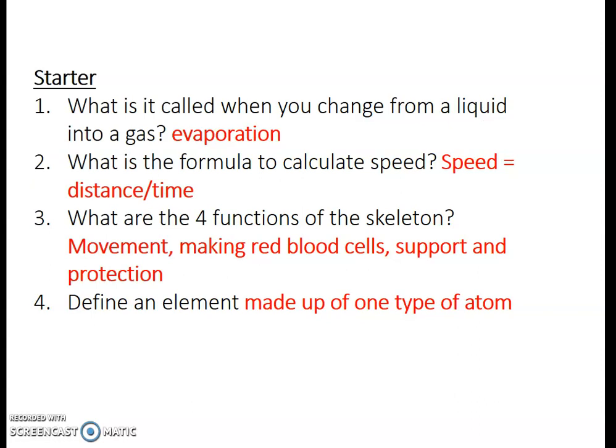Now don't worry too much if you didn't get the last one, because that's something we'll be going over in this lesson. The other 3 things are information that we have previously been over, so it's stuff that you should already know.